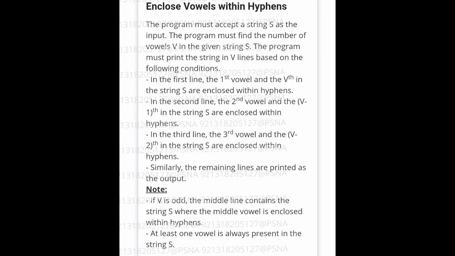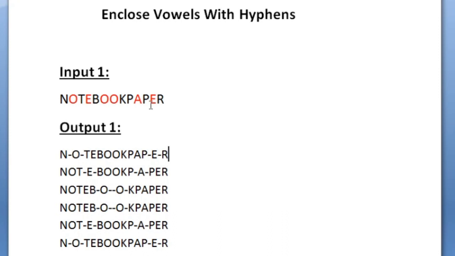This is the question asked in today's SkillTrack Daily Challenge. So our task is to enclose the vowels present in the given input string with hyphens. In our sample input 1, we can see that the number of vowels present in the given input string is equal to 6. So I have highlighted those 6 vowels in red color.